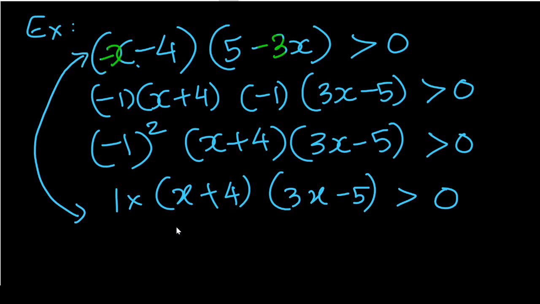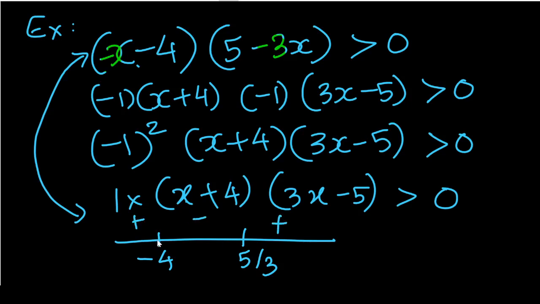So basically, if both have negative signs, it is equivalent to cancelling the minus sign from each of the linear factors. Now you can directly write the answer. x plus 4 vanishes at minus 4, 3x minus 5 vanishes at 5 by 3, again plus, minus, plus, so the answer is from minus infinity to minus 4 and greater than 5 by 3. That way we can write it.